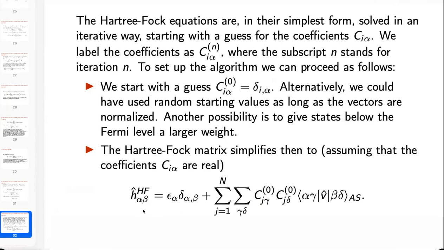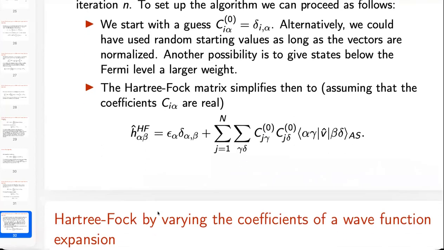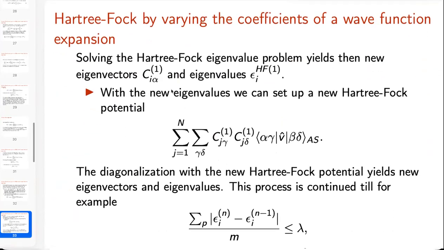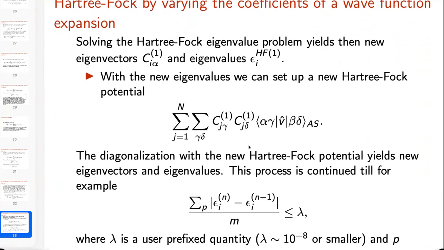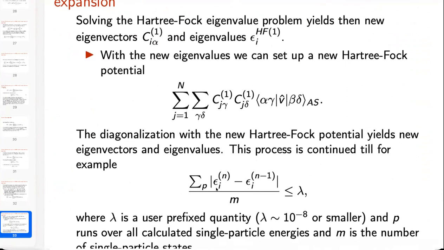You calculate the first Hartree-Fock matrix element. Then you diagonalize. You get a new coefficient here, where these are the eigenvectors from the diagonalization, and eigenvalues. Typically, you would keep iterating this formula until the difference between the previous and the new eigenvalues, these are the single particle eigenvalues, is small.